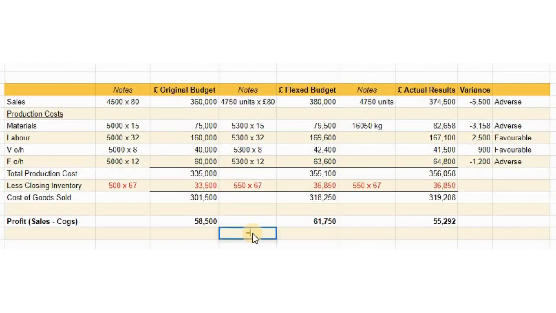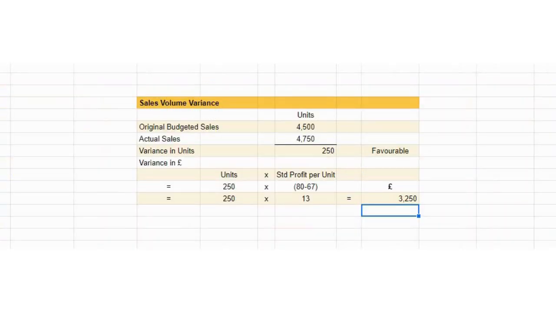And if you take a look here, if we take 61,750 and deduct 58,500, we get the difference of 3,250, which is the difference in the flexed budgets of selling an extra 250 units. And so we'll take the sales volume variance and put it into our operating statement.